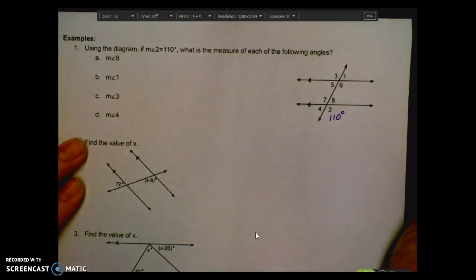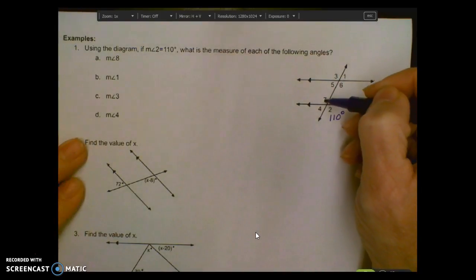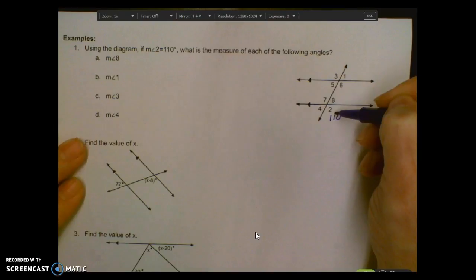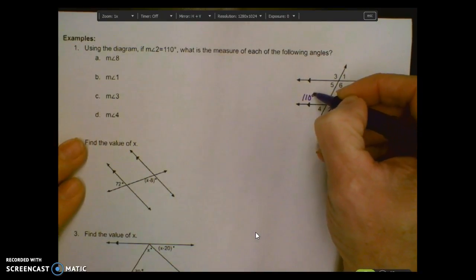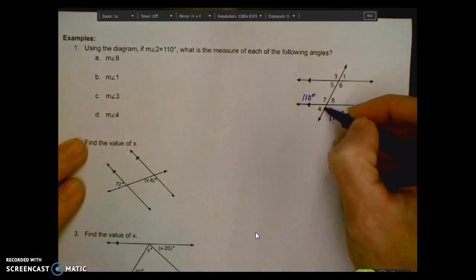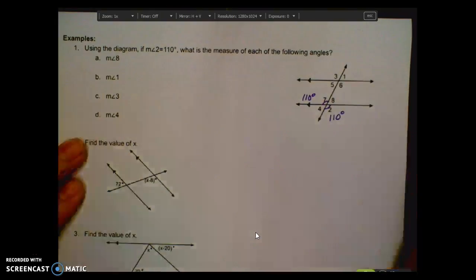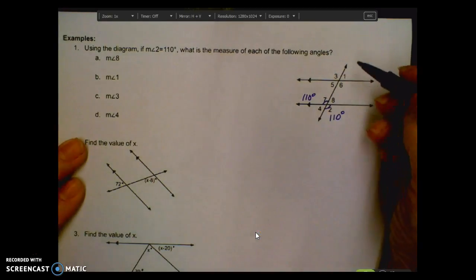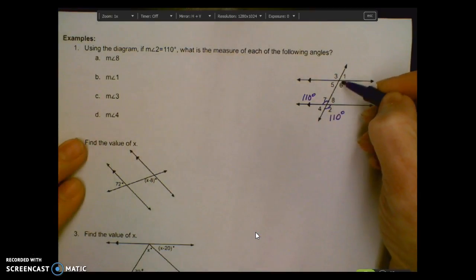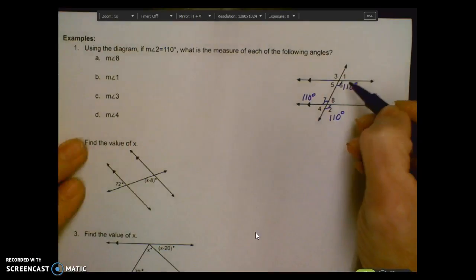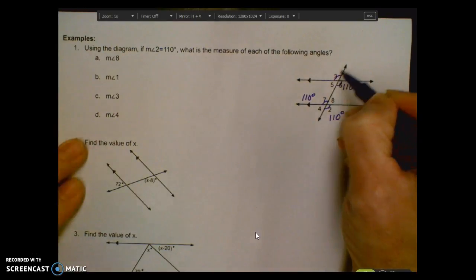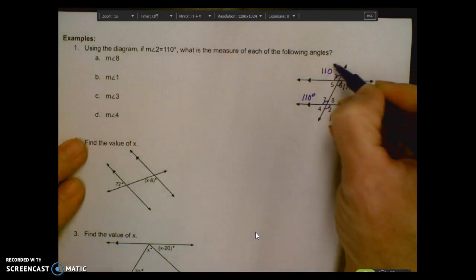Okay, a couple of things that I know. I know that vertical angles are congruent, so if angle 2 is 110 degrees, then the measure of angle 7 is 110 degrees as well. So these two will be congruent to one another. If I use corresponding angles that are also congruent, angle 2 and angle 6 are corresponding, so that's going to be 110 degrees as well. And vertical to that would be angle 3, which would also be 110 degrees.